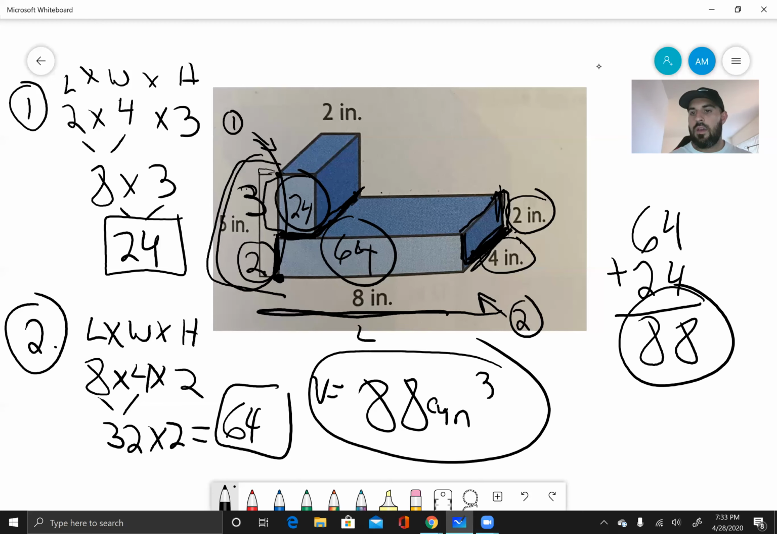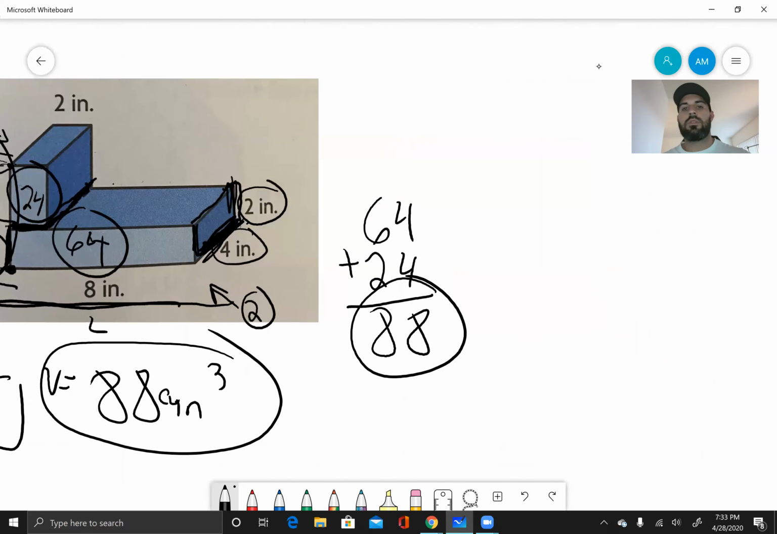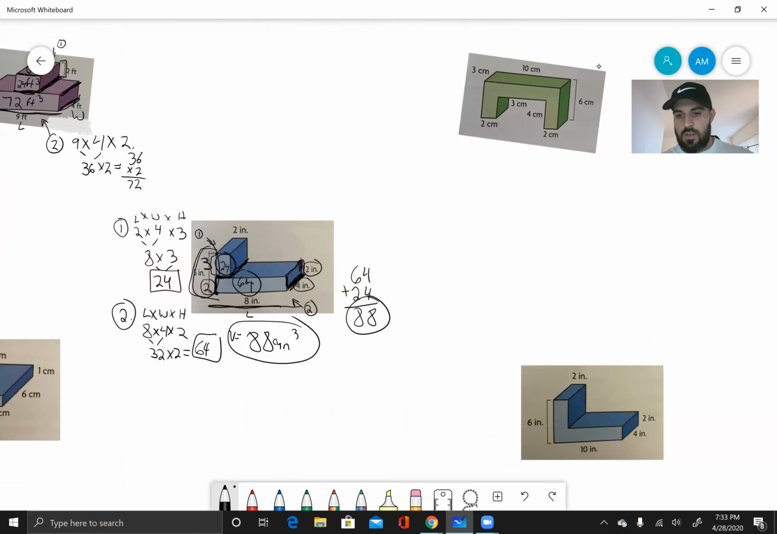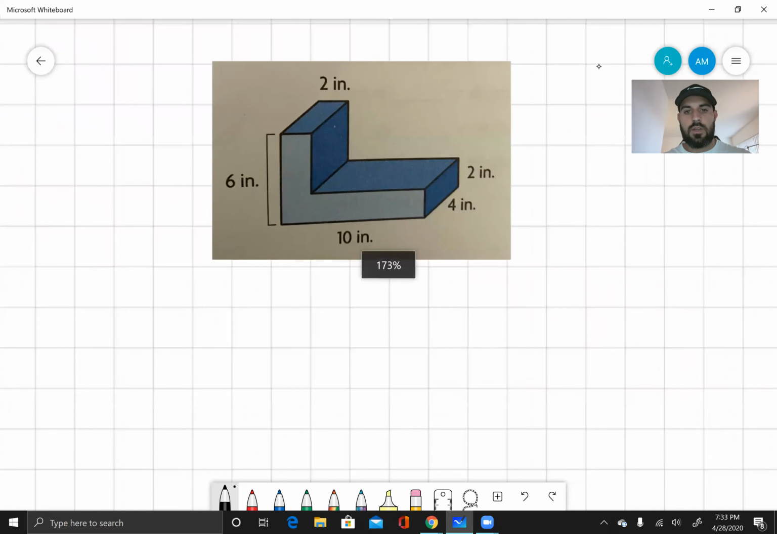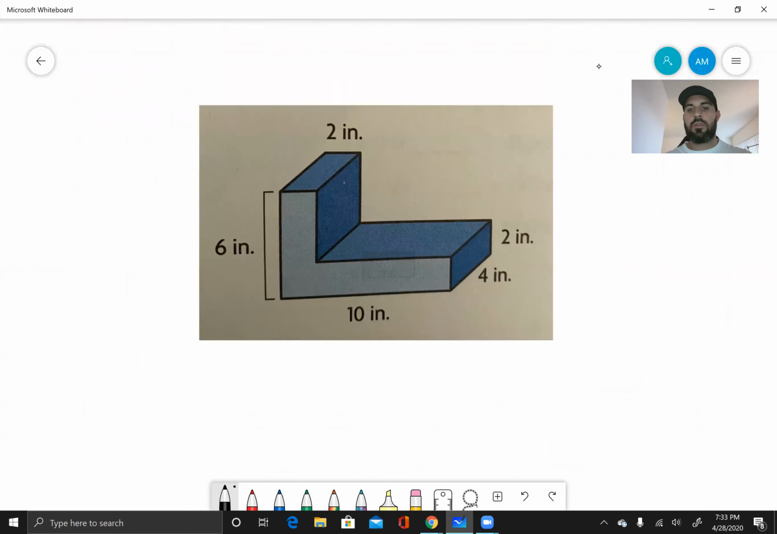All right. Now let's do one that is very similar in shape, just different numbers. Let me see if I can find it. All right, right over here. Okay. So here's one that's very similar, just the numbers are changed a little bit. Okay. So now let's start off with step 1.